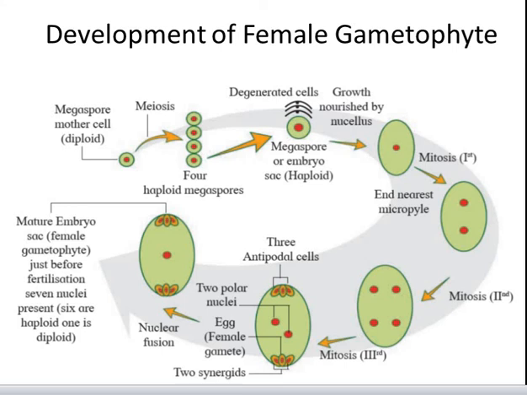This method of embryo sac development from a single megaspore is described as monosporic development. In angiosperms, the development of the female gametophyte is endosporous, that is within the megaspore. The female gametophyte is colorless, endosporic, and retained in the ovule enclosed by the ovary. So this is all about the female gametophyte and the process of megasporogenesis.